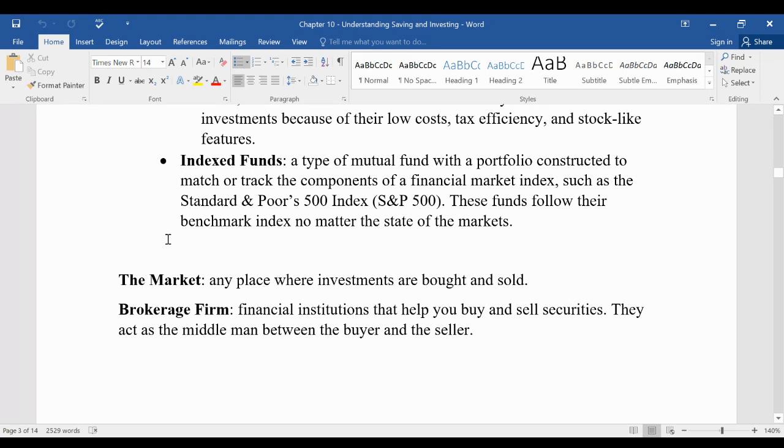Now, when we're looking to purchase either ETFs or stock or bonds, we're going to need a brokerage firm. Okay. Now, these are financial institutions that help you buy and sell securities. They're basically a middleman between buyers and sellers. Now, you have your Schwabs, your Fidelities, your Ameritrades, your E-Trades.